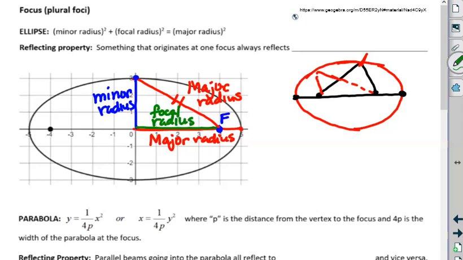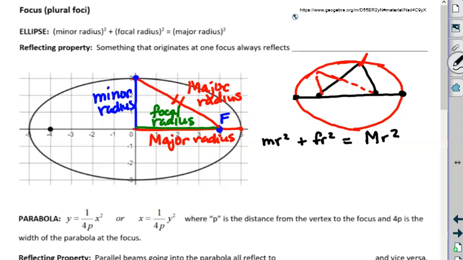Now you can see that there's a right triangle formed by the minor radius, the focal radius, and the major radius. So we can use the Pythagorean theorem and say minor radius squared plus focal radius squared equals major radius squared.